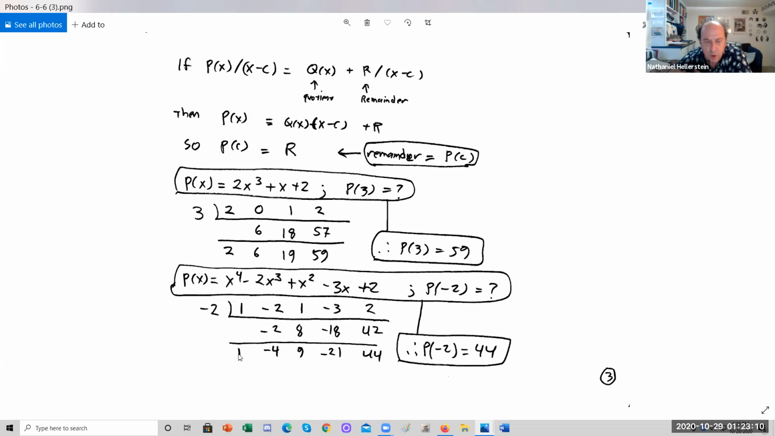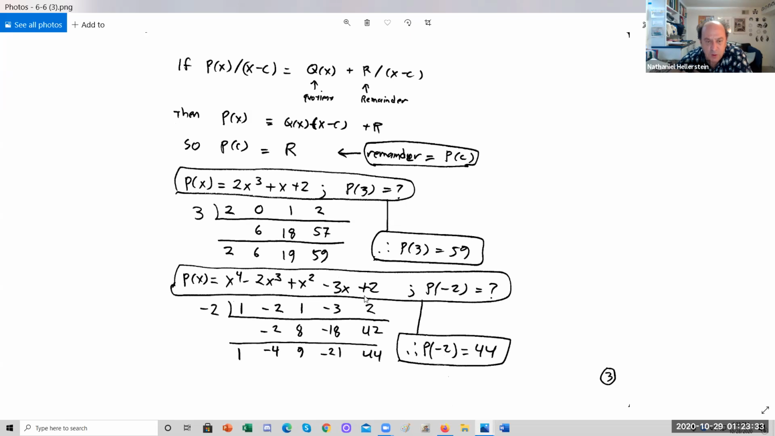So down comes a 1, times a -2 is a -2, plus a -2 is a -4, times a -2 is an 8, plus a 1 is a 9, times a negative 2 is a negative 18, plus a negative 3 is a negative 21, times a negative 2 is a 42, plus a 2 is a 44. P at negative 2 is 44.